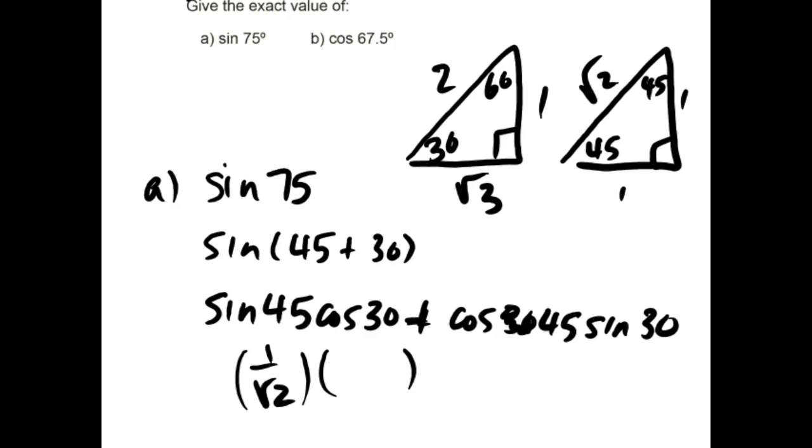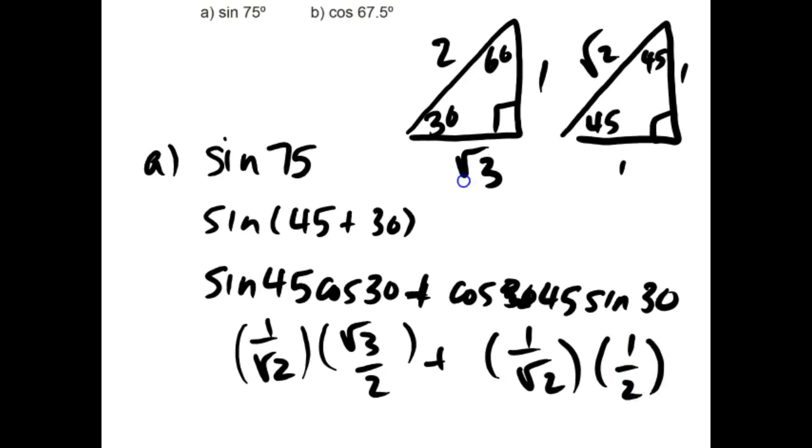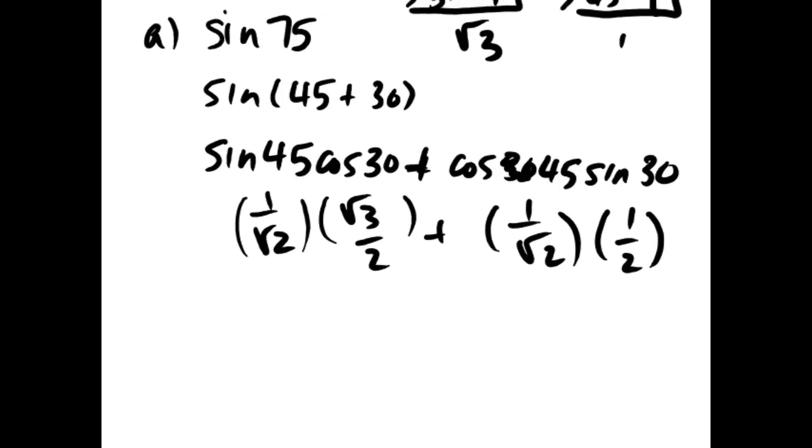Cosine 30 is root 3 over 2. Cosine 45 is adjacent over hypotenuse, and sine 30 is opposite over hypotenuse. It's worth noting here that the denominators are always going to be the same when you have exact triangles or any kind of triangles using the addition and subtraction rules with sine and cosine.